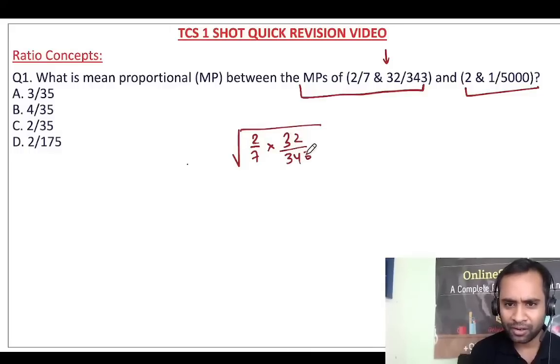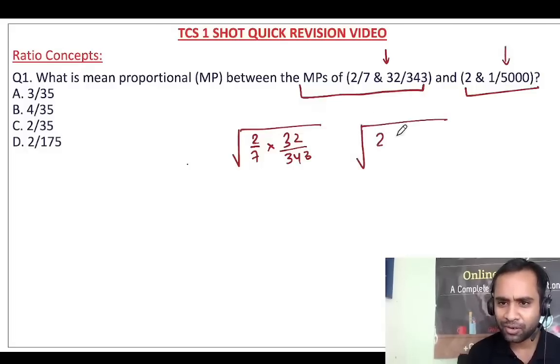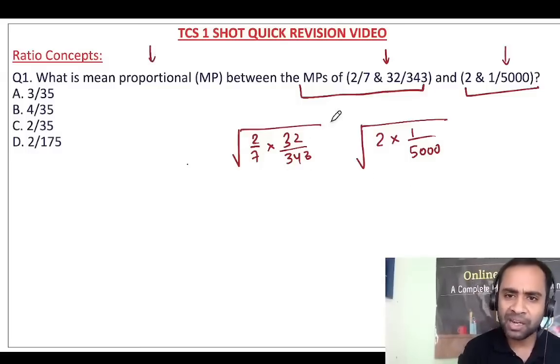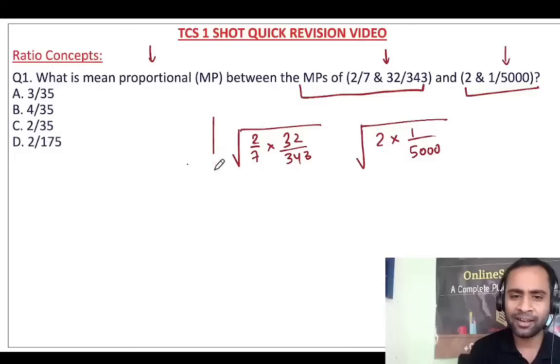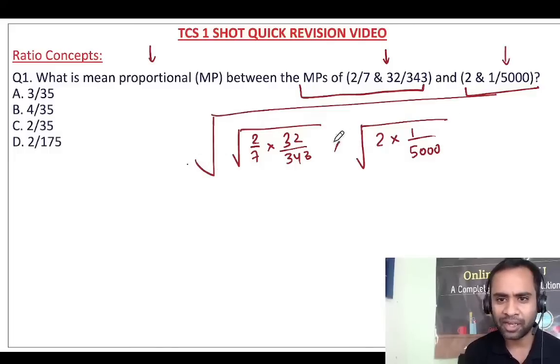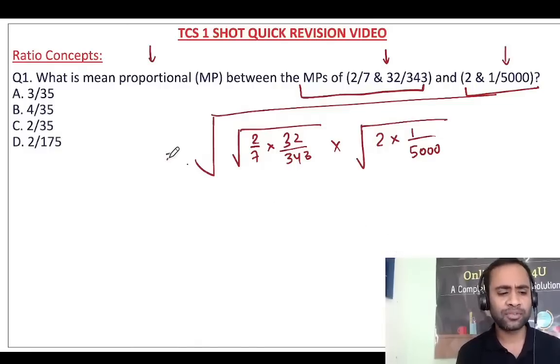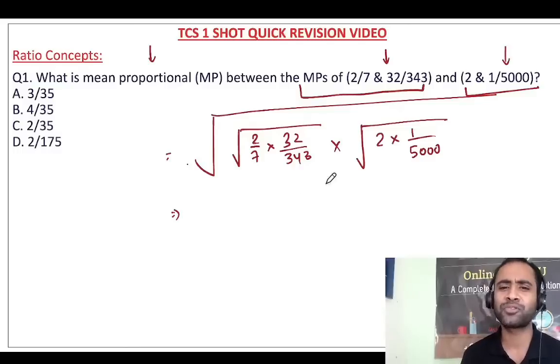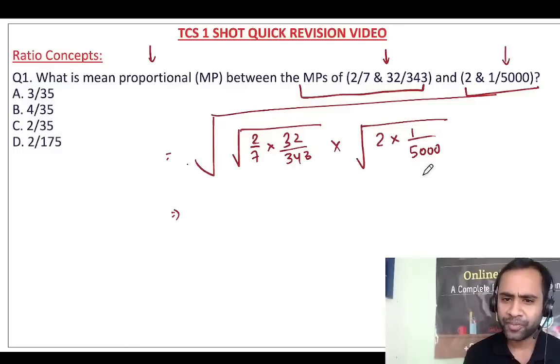So simple. Okay, what about this mean proportional? It is the square root of 2 into 1 by 5000. Okay, this also I understood. But they are asking the mean proportional of this. Then put one square root and multiply both. That's all. From that time I am telling you the same thing. Now it is clear. Fine.